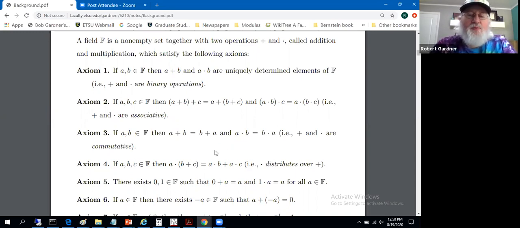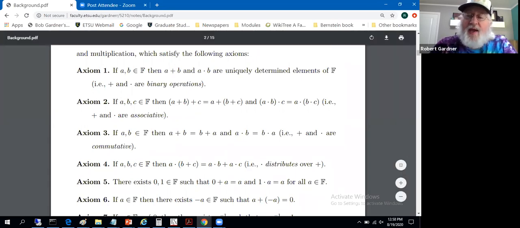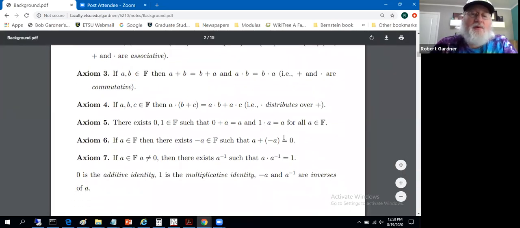We need the two binary operations to interact. And we do so by saying multiplication distributes over addition. For any three elements of the field A, B, and C, A times (B plus C) equals A times B plus A times C, distribution.